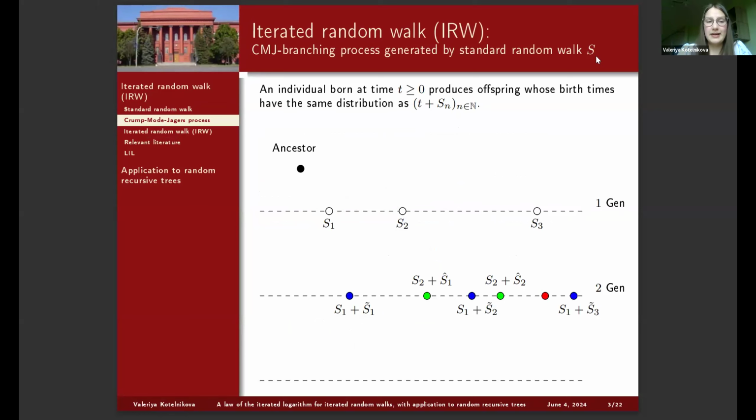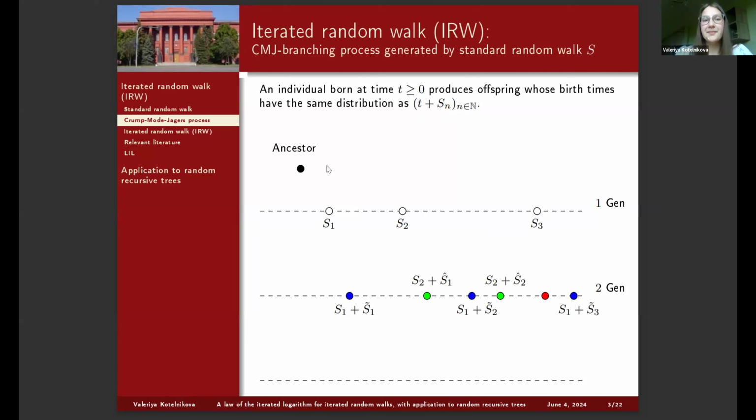Now let's recall the construction of a general branching process generated by the standard random walk S. Sometimes it is also called the Crump-Mode-Jagers process. Everything starts at time 0 when there is the ancestor who resides in the 0 generation. It initiates the whole population. And then the rule is the following. An individual born at time t produces offspring with birth times which have the same distribution as t plus S, where S is the standard random walk.